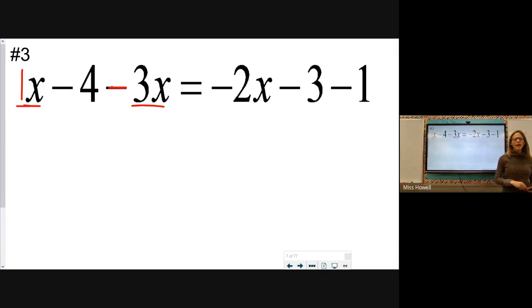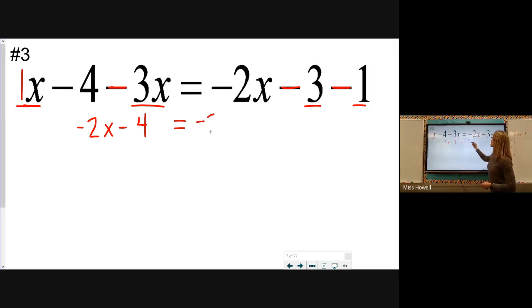All right, behind our equal sign, we have a minus 3 or negative 3, minus 1. Those are like terms that could also go together. So negative 3 minus 1 will give us a minus 4. All right, now that we have each side in their most basic simplified version, we want to get our x terms all in the same location.